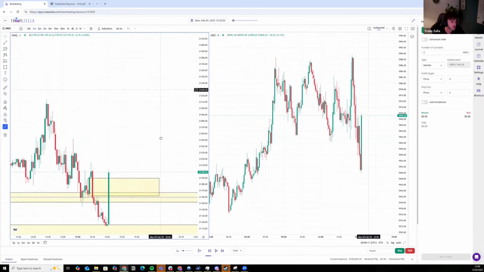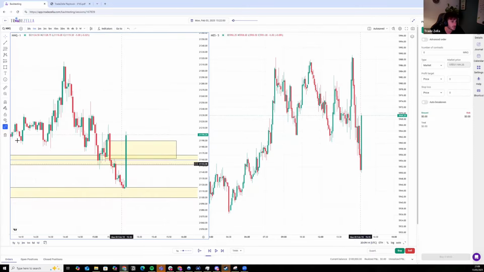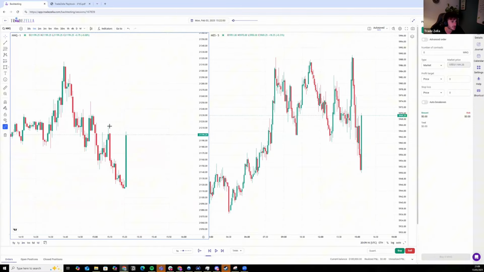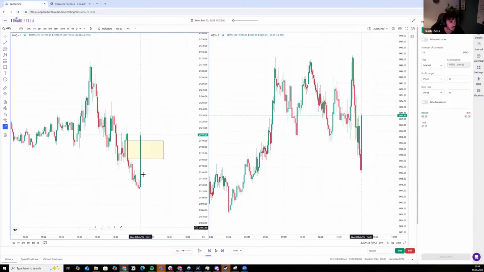What we've done here, just a little tip for you, is with this fair value gap, let me just clear off my chart to make this a bit cleaner. All right. With this fair value gap, we've actually displaced through it. Now, what that means is we've gone through it with aggression. So this is a clear indication that the market has switched gears.